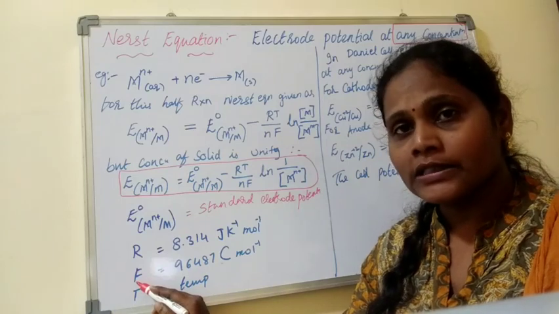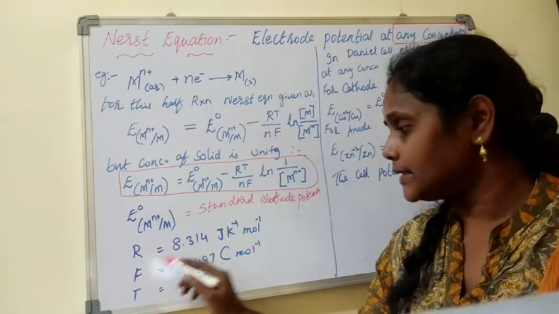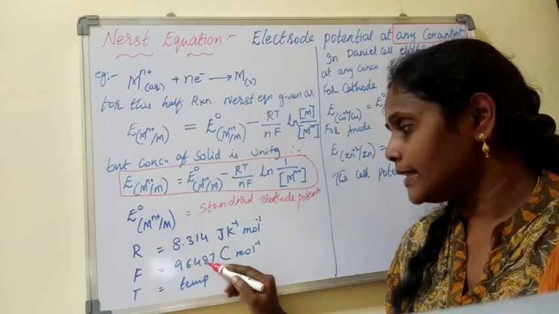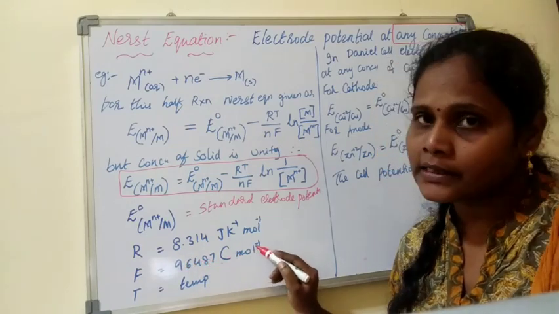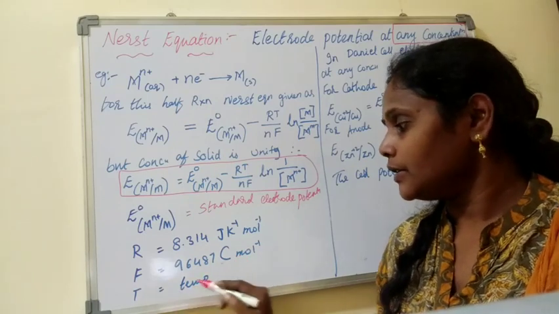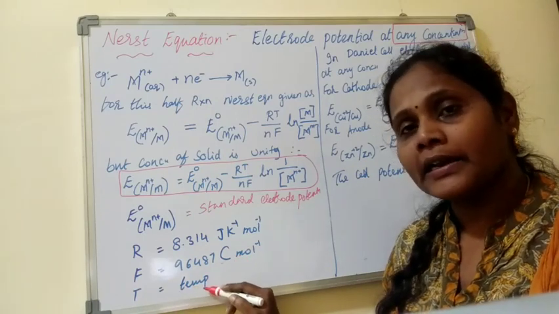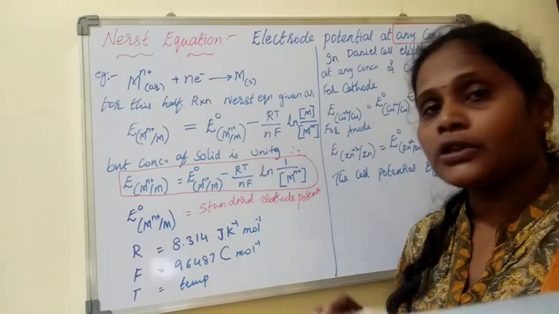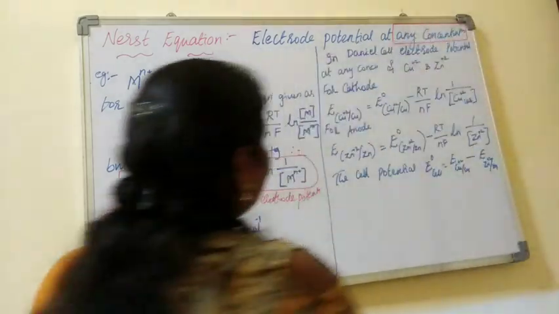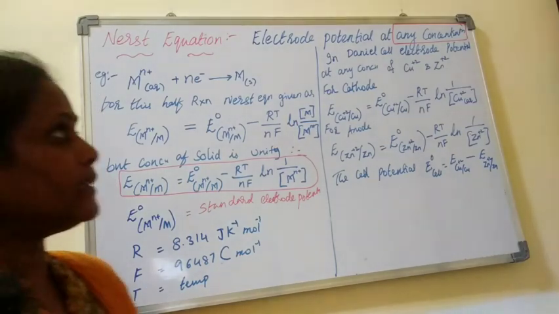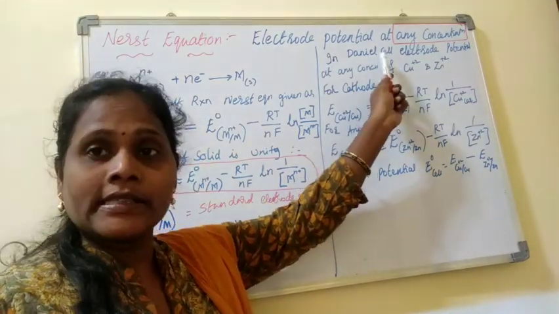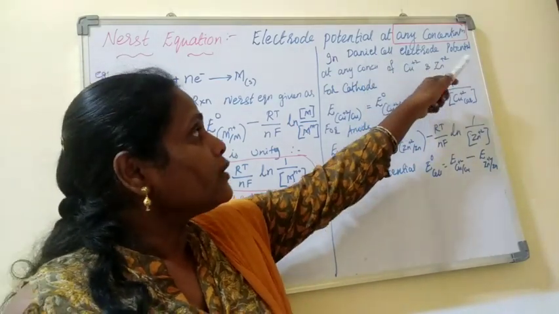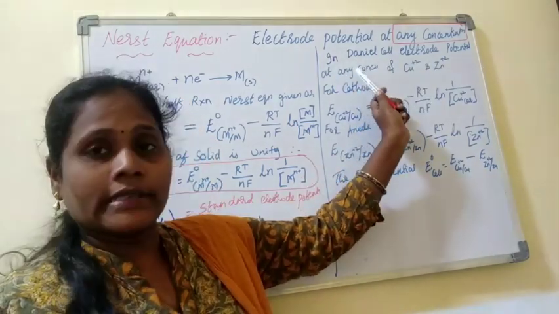F is the Faraday constant. The Faraday constant may be new to you. Just remember, the Faraday constant means 96487 coulomb per mole. It is also constant. And the temperature is the temperature at which you are conducting the experiment; that is what you have to substitute in this, right? Similarly, now we'll go for the Daniell cell, our galvanic cell, all electrochemical cells are the same, right? So for a Daniell cell, electrode potential at any concentration.